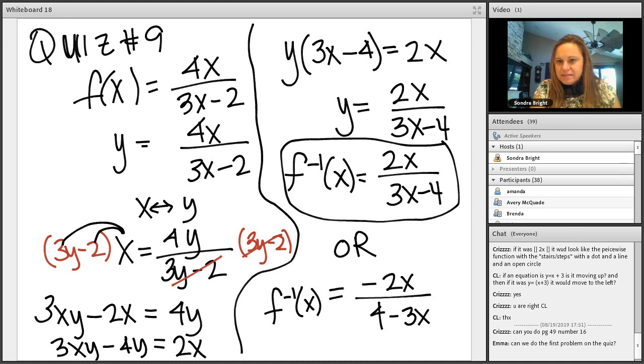All right, that is quiz number 9. Okay, answered that. I'm going to skip that question. Okay, good. If an equation is y equals x plus 3, is it moving up? And then if it was x plus 3, it would move to the left.